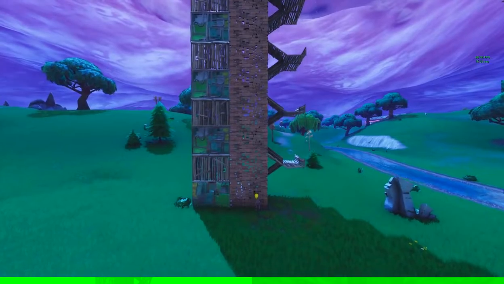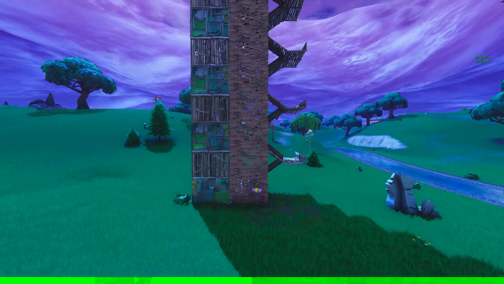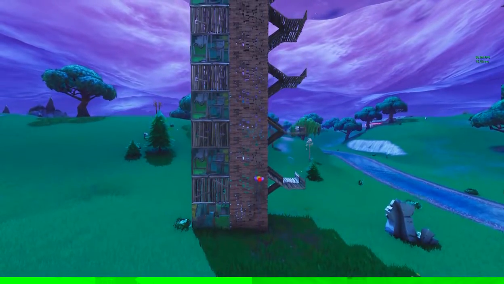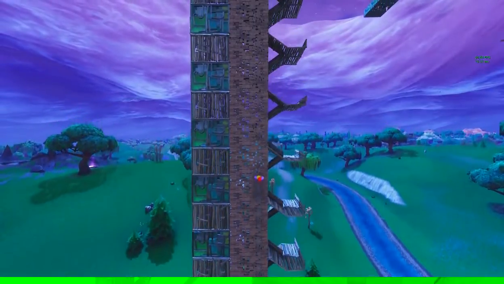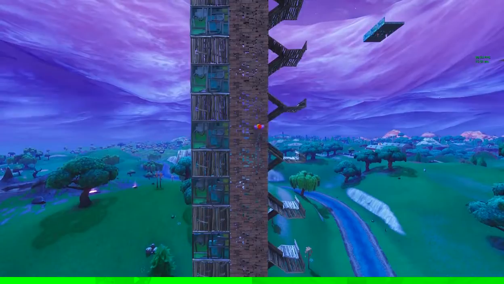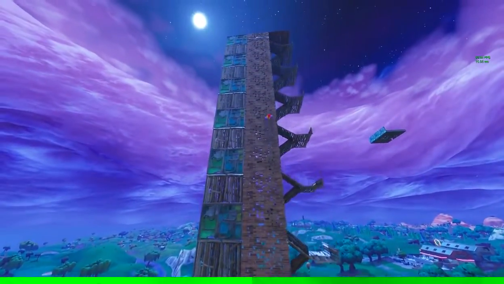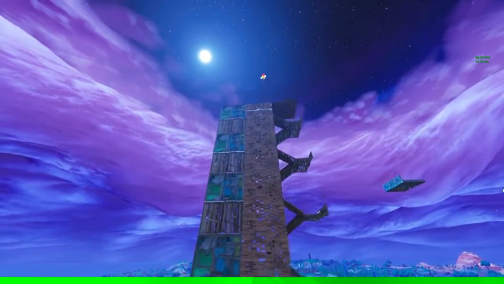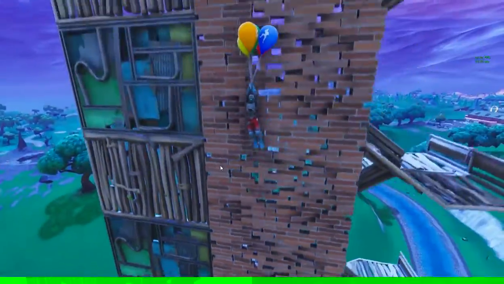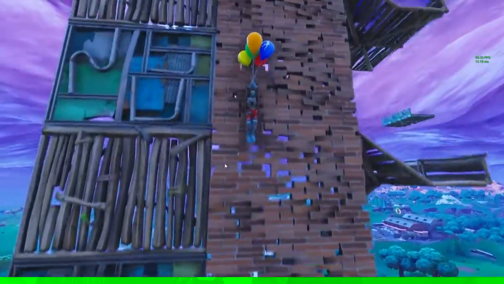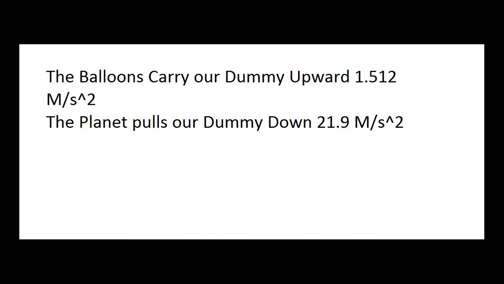So we need to find out how long it takes our player to go from the bottom to the top of the tower. We're going to do this twice so we have a nice average, and it will eliminate some of just human error. So we do it twice, and we have found that the first one took 12.21 seconds, and the second took 12.01 seconds. Now we can plug those numbers back into our equation, and we find that the average acceleration upward is 1.512 meters per second squared.